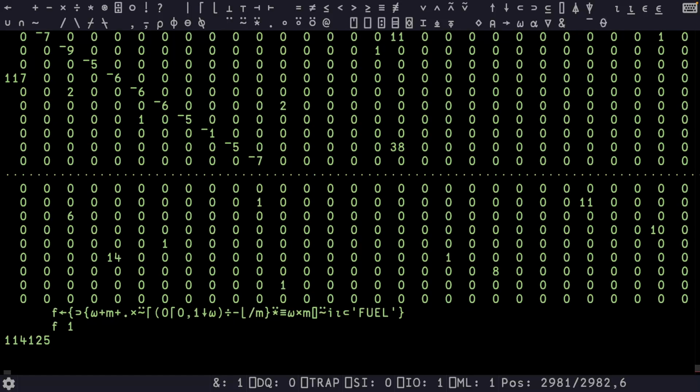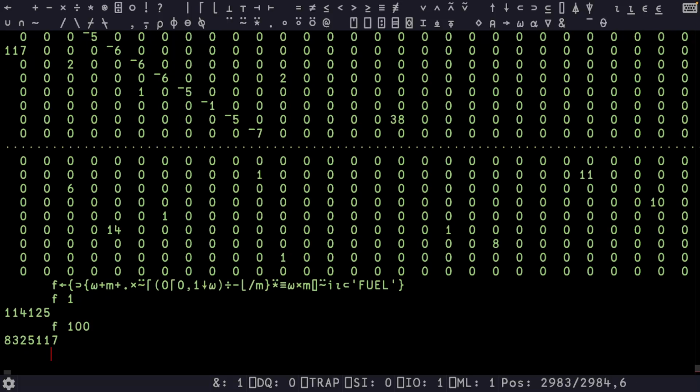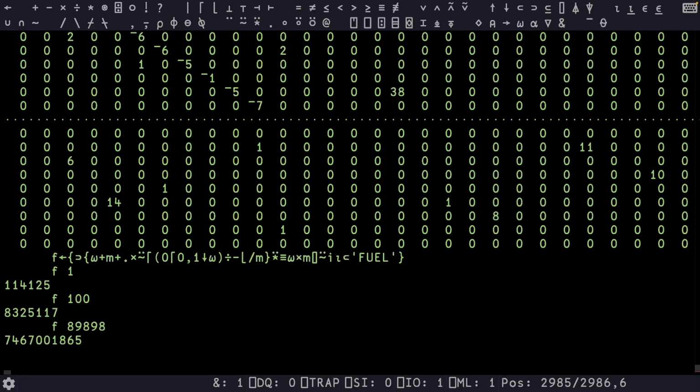And if we run f on 1, we get our part 1 answer. But we can just as easily do larger numbers, and this will tell us how much ore is required to produce that amount of fuel. But now we sort of have to work backwards, and we have to say, given a set amount of ore, what's the maximum amount of fuel that we can produce?